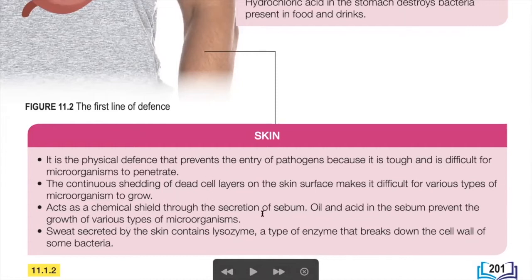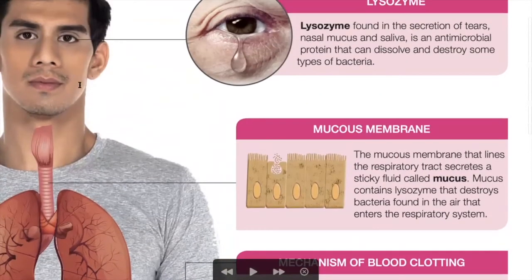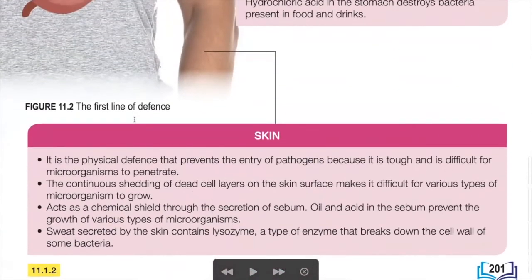Basically the secretion of sebum ni selalunya ada dekat bahagian muka kita. Okay, ni kat muka kita ni, there is a secretion of sebum. Sebab tu lah ada certain orang muka dia berminyak. Berminyak sebab apa? The secretion of sebum banyak berlaku dekat muka. So what you can find inside sebum? You can find oil and acid. Kenapa kena ada benda ni? To prevent the growth of microorganism.